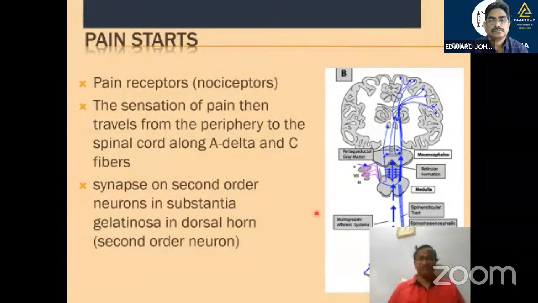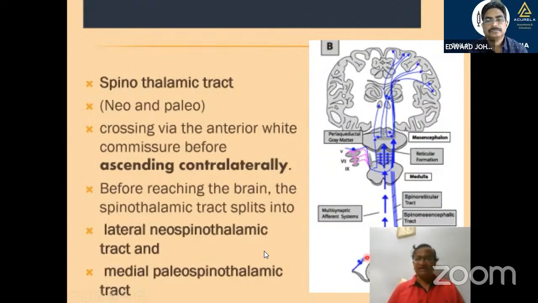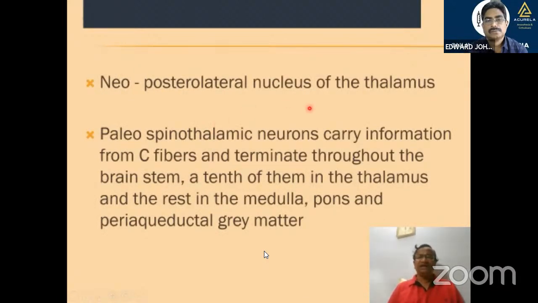Pain starts at the nociceptors here, and then travels along the A delta and C fibers to the dorsal horn. From there it synapses on the second order neurons of the substantia gelatinosa, ascends contralaterally to the other side, and reaches the thalamus through the spinothalamic tract, and from there the thalamocortical projections. Posterolateral nucleus of the thalamus. Paleo-spinothalamic neurons are known as the C fibers, and the neo-spinothalamic more of A delta fibers.